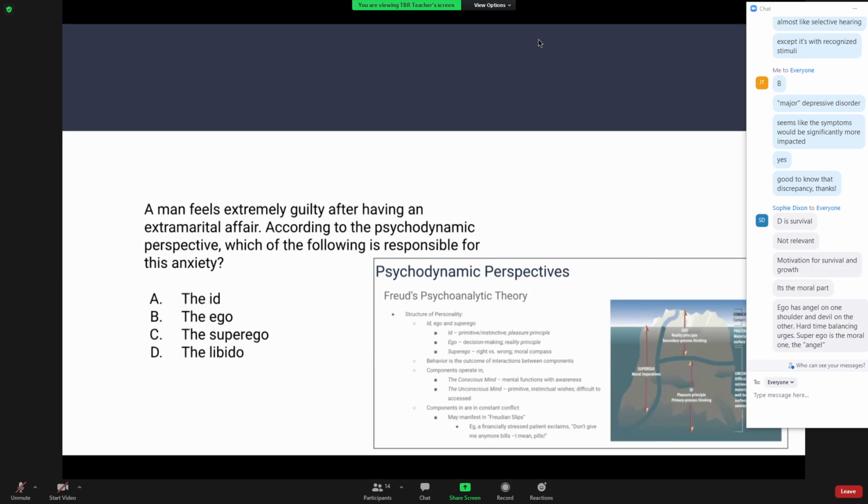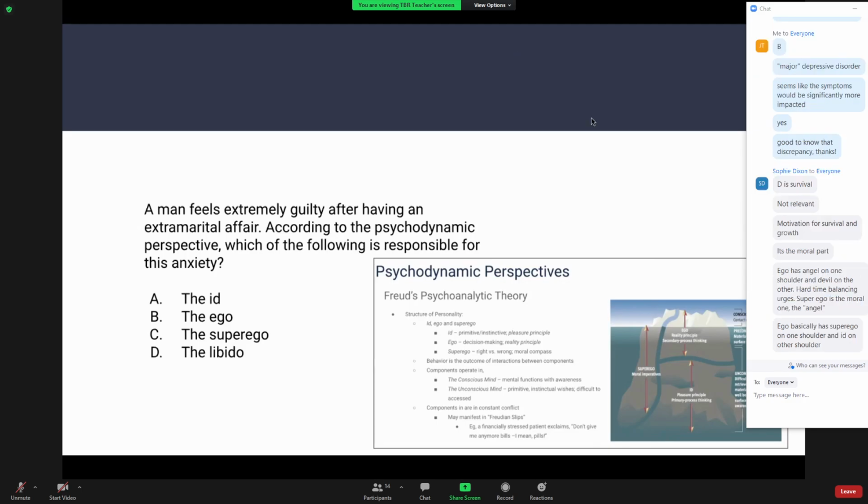So the superego is the one that has to do with experiencing the anxiety, and the anxiety comes through out of the ego, not out of the superego. However, the one that is responsible for the anxiety is the superego. Yes, exactly, Sophie. You can think about it in that shoulder way.